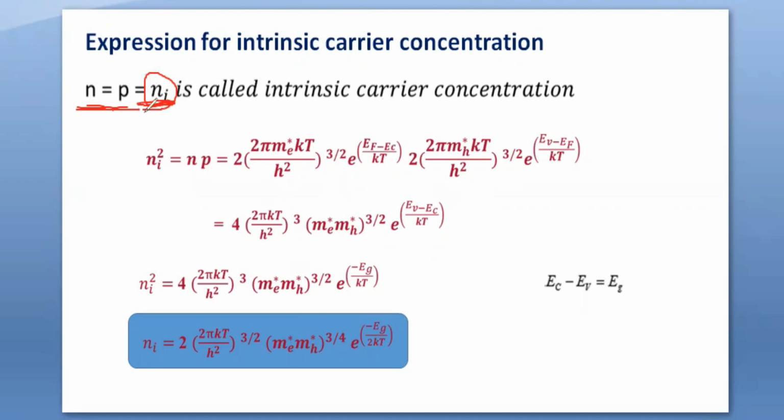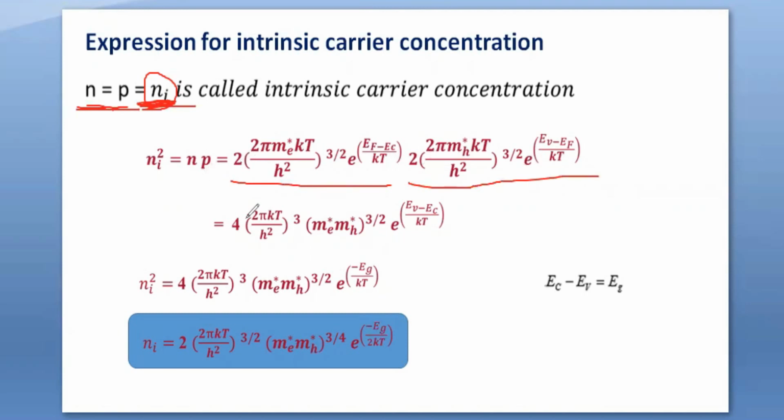To generate this Ni, let us take Ni square is equal to N into P. That is equal to 2 into (2 pi me star kT by h square) power 3 by 2 e to the power of (EF minus EC) by kT. This is the expression for n. And the expression for P is 2 into (2 pi mh star kT by h square) power 3 by 2 e to the power of (EV minus EF) by kT.